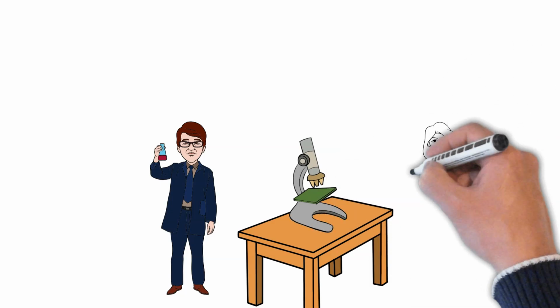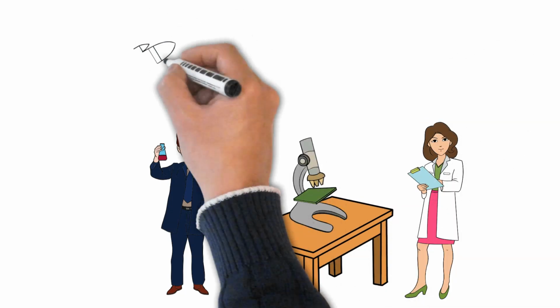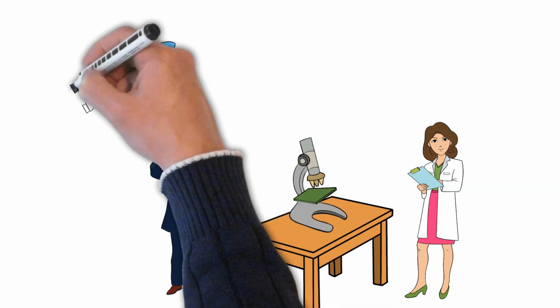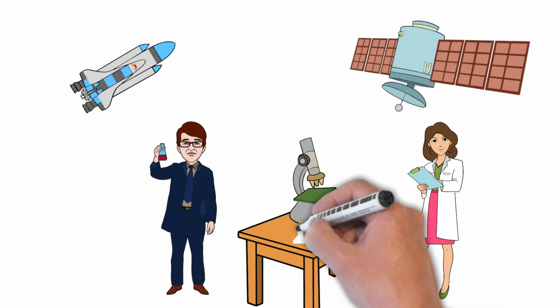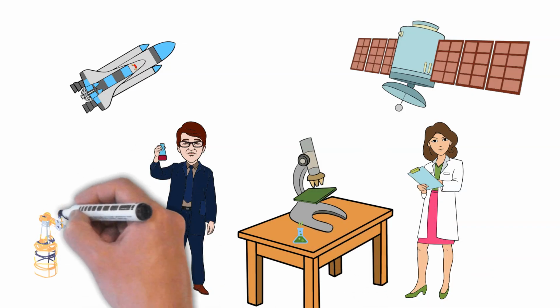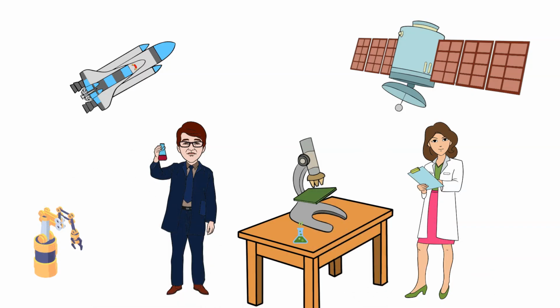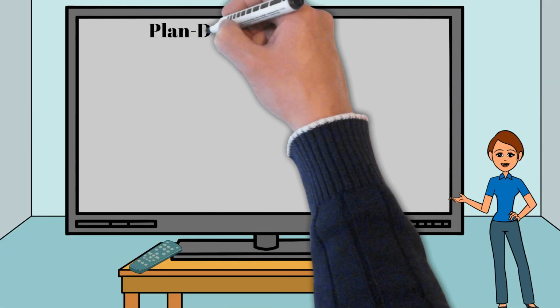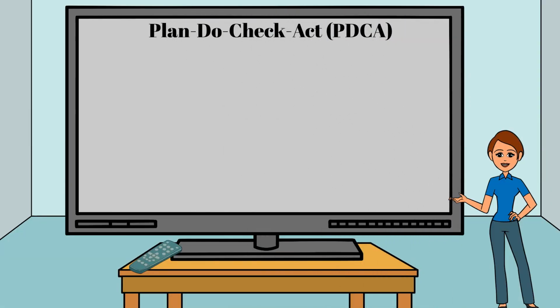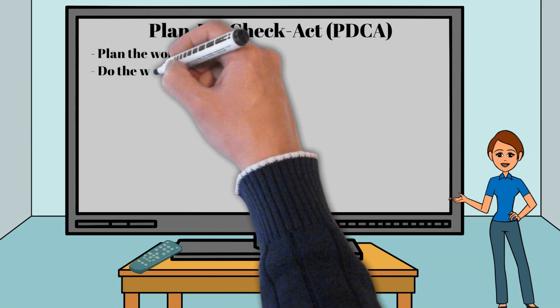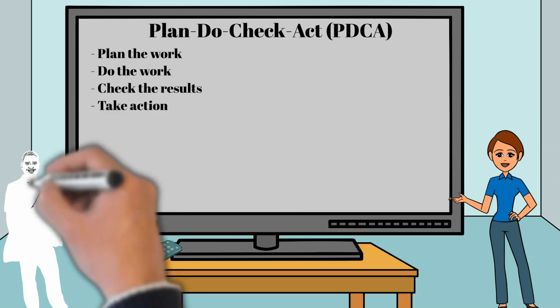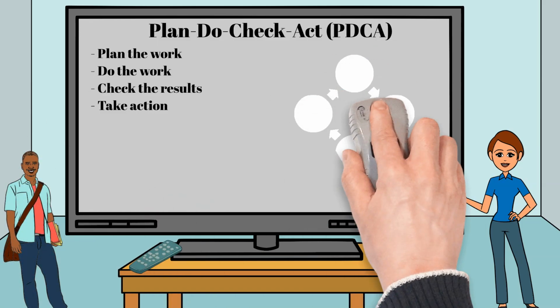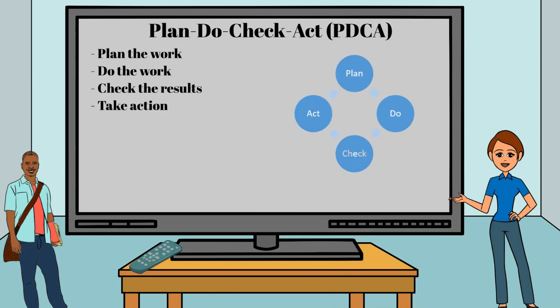Scientific method involves careful observation, creating hypotheses, designing experiments and tests, performing those tests and experiments, and recording the results. Finally, evaluating the results and drawing conclusions. PDCA is a simple application of scientific method. We need to plan work, then do the work, then check the results, and only then take action based on what we have learned. This approach could be applied to anything that needs to be improved.